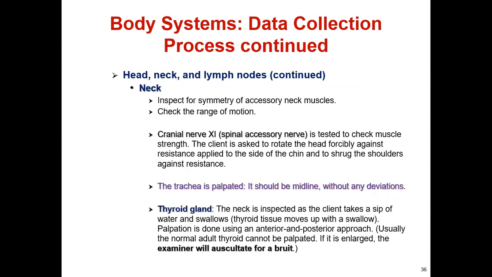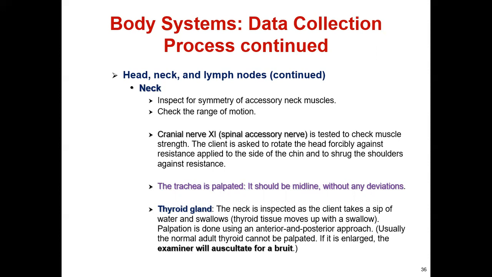Next, neck. Inspect for symmetry of accessory muscles, involved or not during inspiration or expiration. Also, we have to check the range of motion, neck movement up or down, side to side. So if the movement is without any problem, I say my patient has an active range of motion.